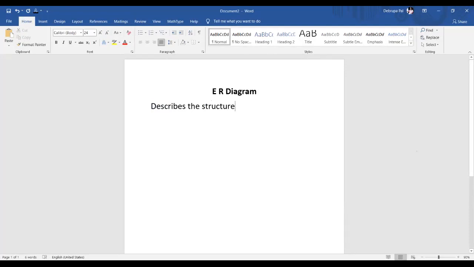The proper answer is: the ER model describes the structure of the database. It describes the structure of the database, and with the help of a diagram that you can refer to as ER diagram. Okay, this is the proper definition of ER diagram. Now, an ER model, we can say, is a design or blueprint of a database that can later be implemented as a database.